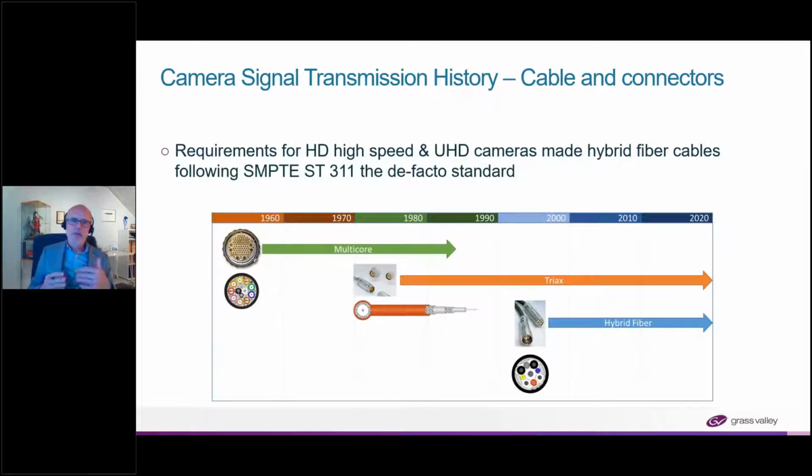But the requirements for HD with high speed or with UHD made it a requirement to change from triax to what is today's mainly used hybrid fiber cables. Fiber cables have much larger bandwidth capabilities compared to triax or even multi-core, and the SMPTE ST311 cable and connectors became the de facto standard in the industry.